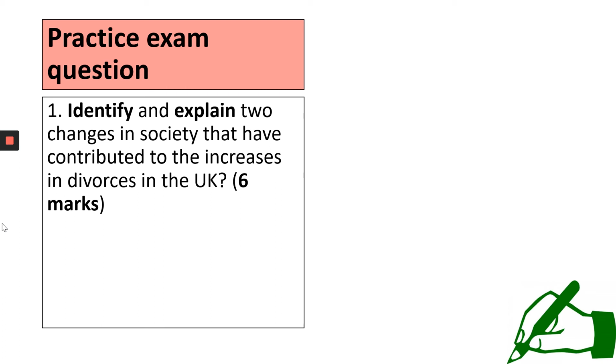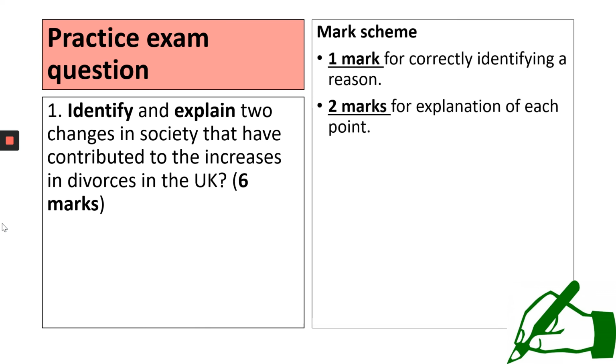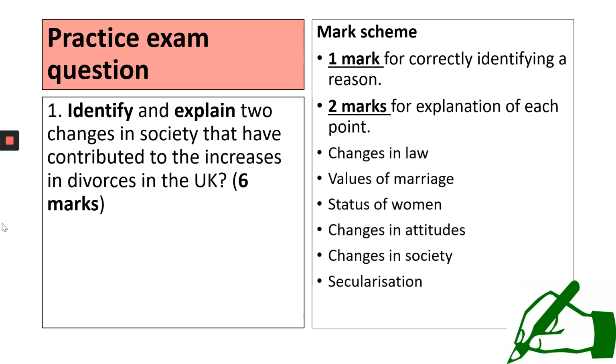Finally, just to test our knowledge and see if we can put this into practice with an exam question: identify and explain 2 changes in society that have contributed to the increase in divorce in the UK. You get 1 mark for correctly identifying a reason, and then 2 further marks for the explanation of each point. These are the 6 changes that we've just gone through. If I say 1 change to society that's contributed to the increase in divorce is secularization, I would then go on to say what secularization is and why that means more people choose to get divorced.